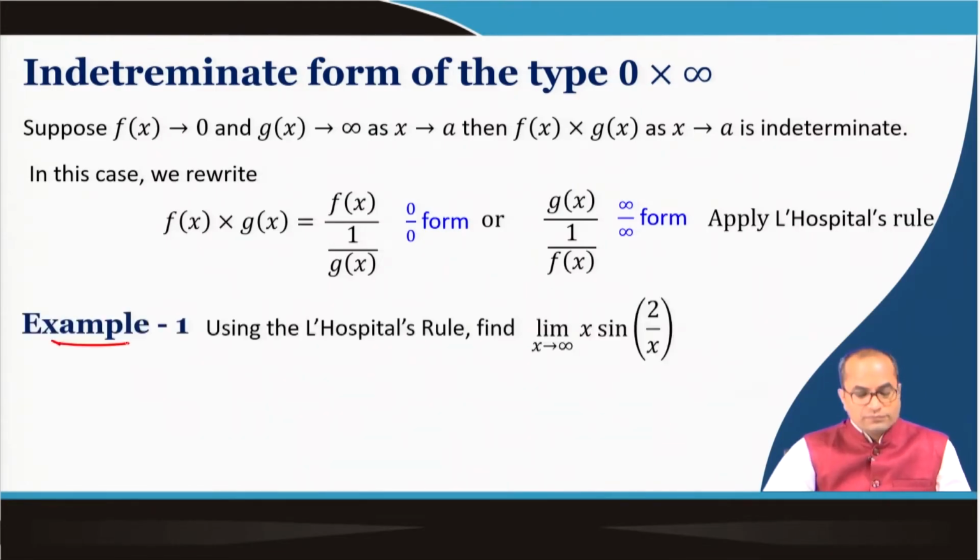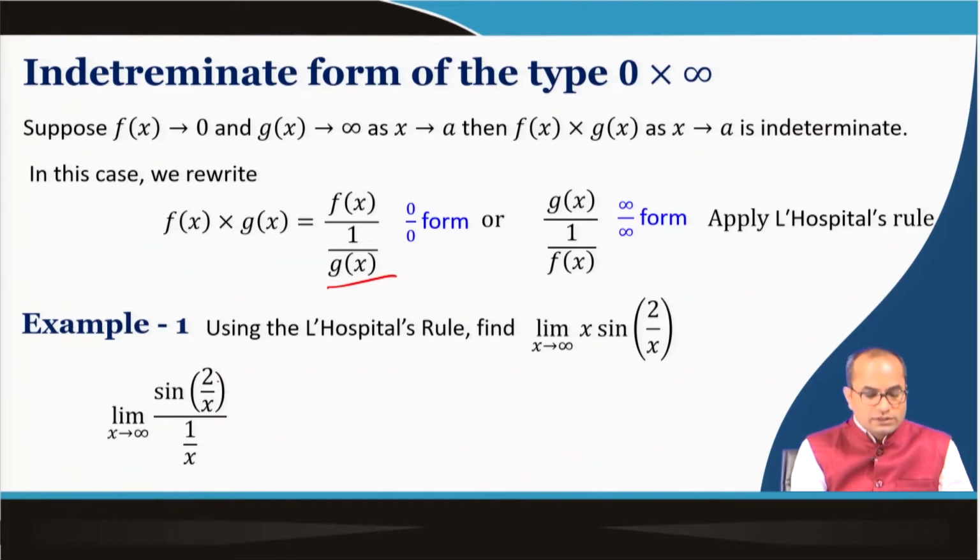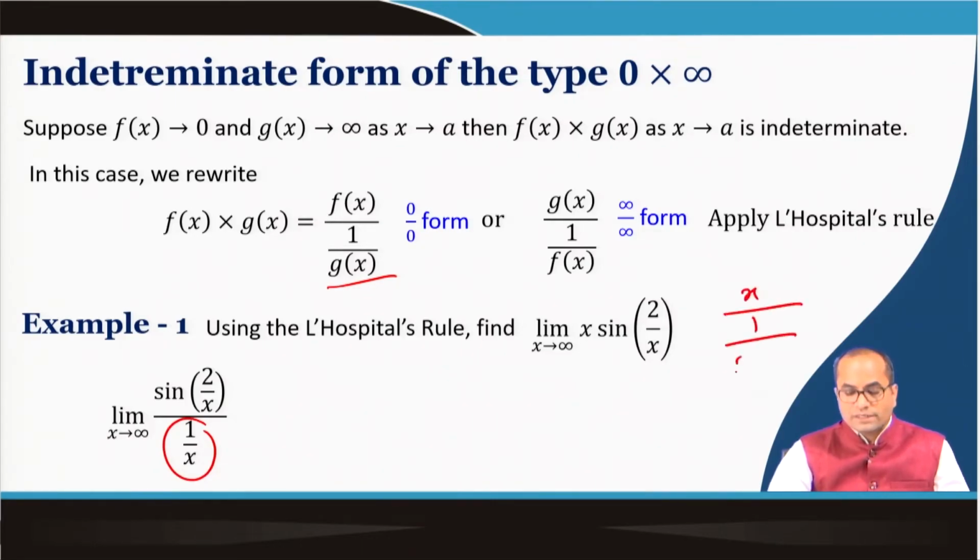So we will see an example. For instance, here we have x into sine 2 over x. As x goes to infinity, this x part is going towards infinity, and sine 2 over x goes to 0. So we have 0 into infinity form, and we will handle it exactly as we have learned just before. We will rewrite it as sine 2 over x divided by 1 over x. We have not written it like x divided by 1 over sine 2 over x, because getting the derivative of the denominator term would be difficult.